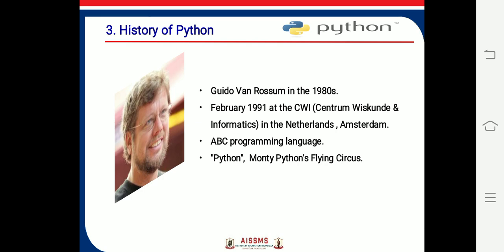History of Python. Python is created by Rossum in the 1980s. Rossum published the first version of Python code, that is 0.9.0, in February 1991 at the CWI, Centrum Wiskunde and Informatics in the Netherlands.